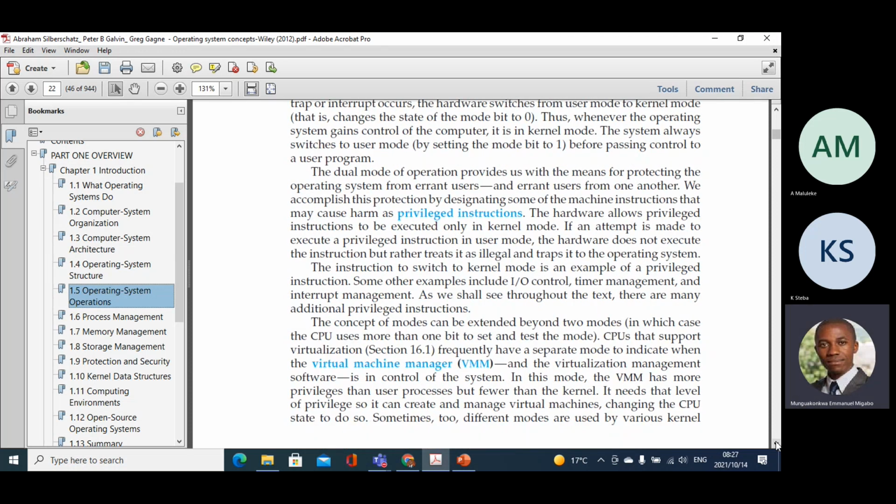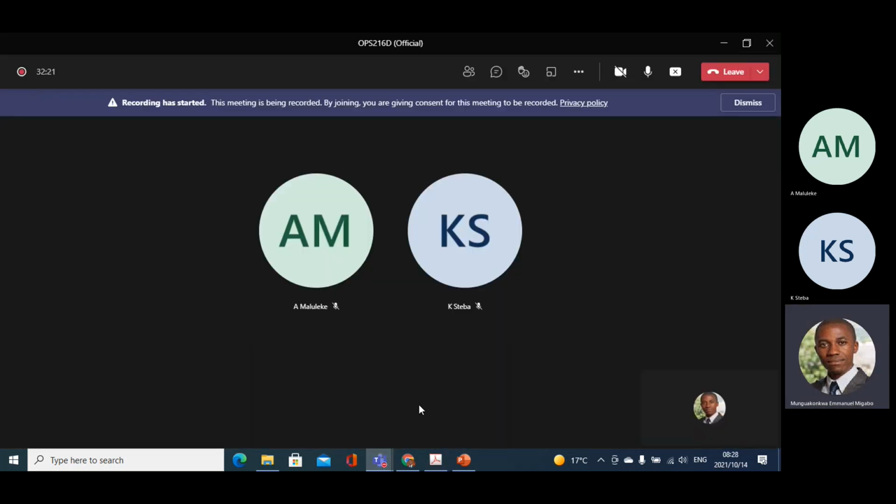In that case, the CPU uses more than 1 bit to set and test the mode. Let me ask a quick question. Let's say we've got 8 modes. Up to how many bits do we need? Anyone? Come on, this is basic digital systems. With 8 different modes in a multi-mode operating system, how many bits do we need to establish up to 8 modes?